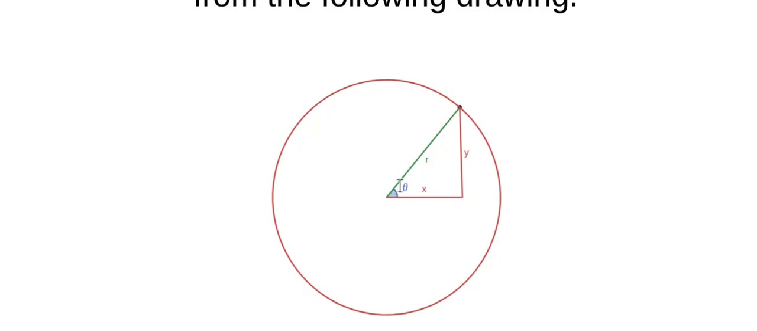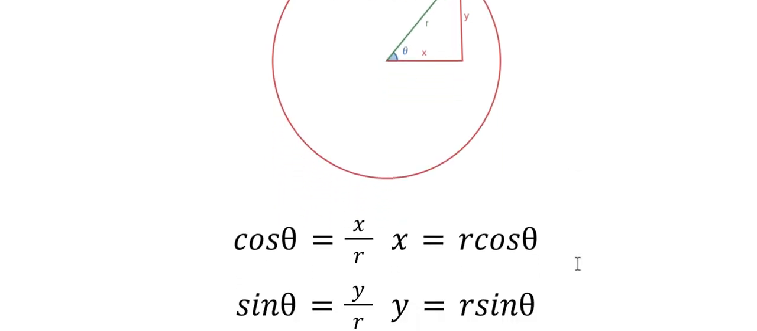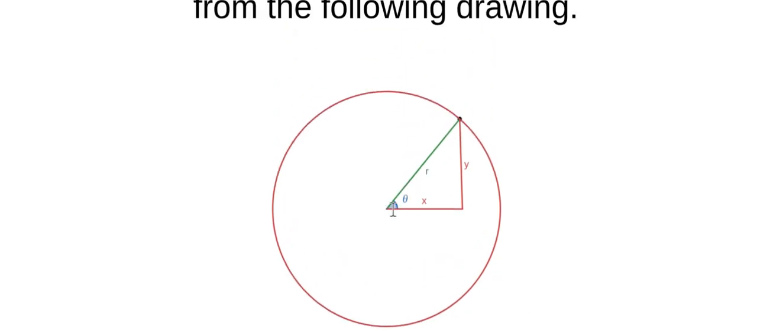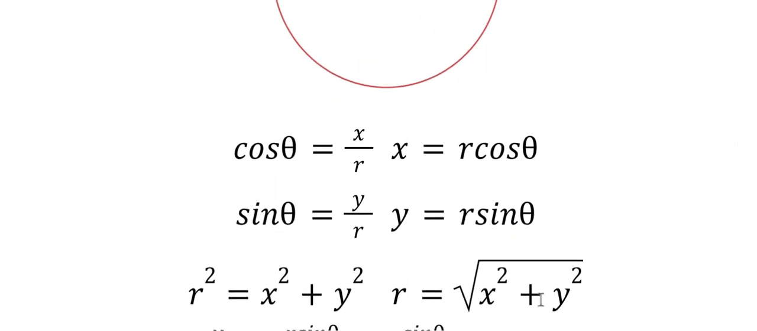So the cosine of this angle is the adjacent over the hypotenuse. The sine of this angle is the opposite over the hypotenuse. So that gives x equals r cosine theta and y equals r sine theta. Then we use the Pythagorean theorem, x squared plus y squared equals r squared. Square root of that is what we're looking for.